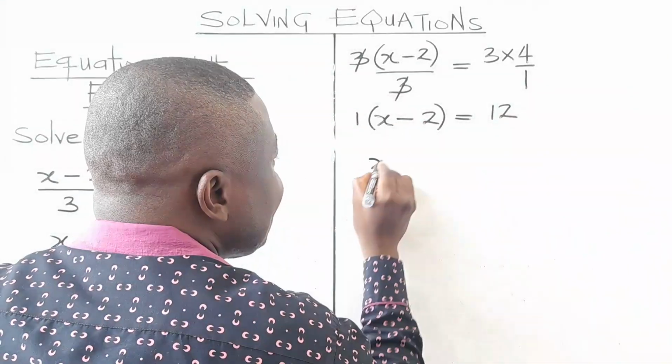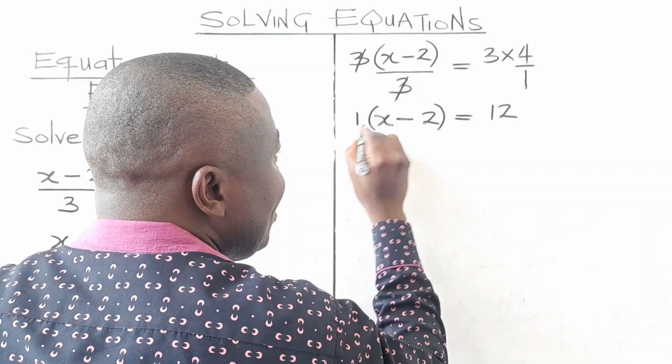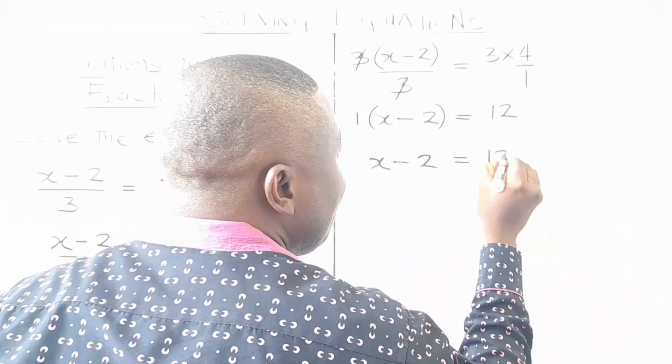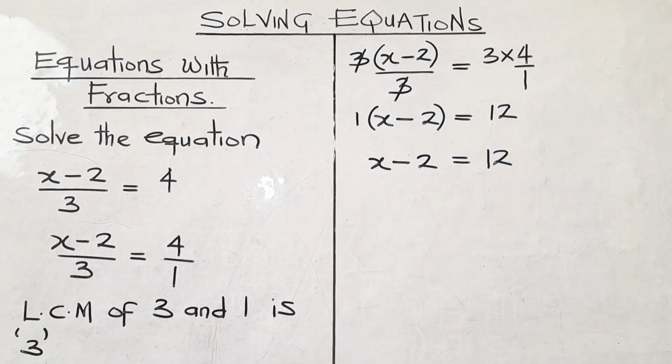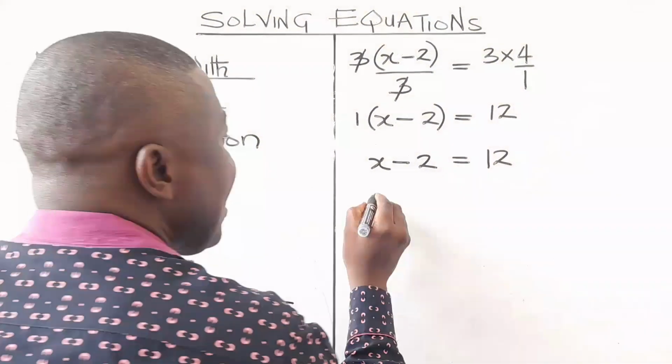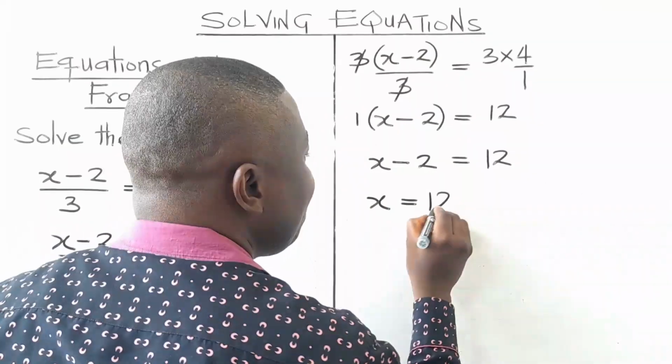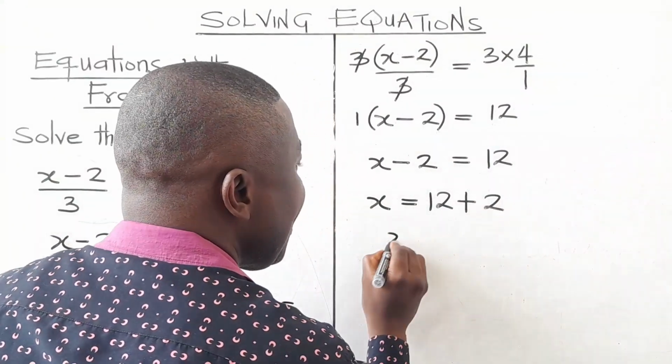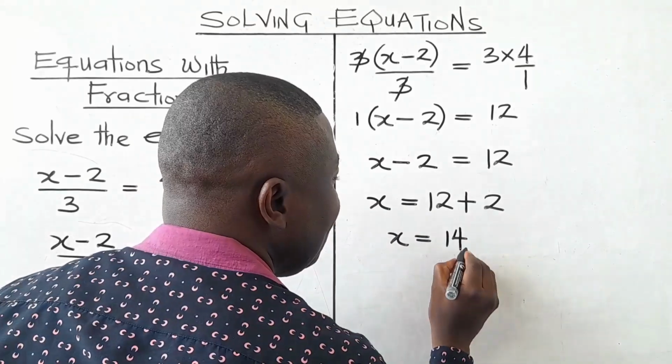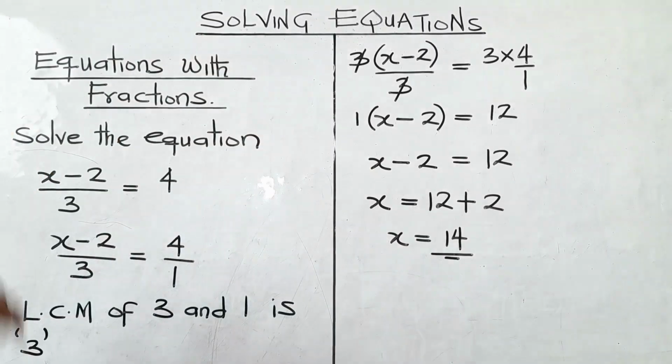Open the bracket: 1 times x is x, minus 1 times 2 is 2, equal to 12. Now, using the additive inverse, you have x equal to 12 plus 2. x equal to 14 is the answer. You can check. 14 minus 2 is 12. 12 divided by 3 is 4. We go to another example.